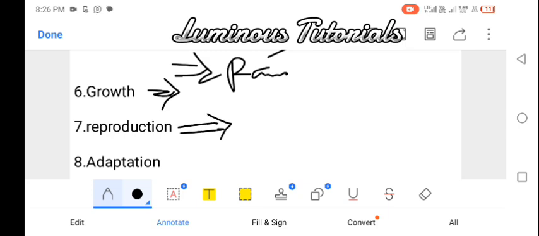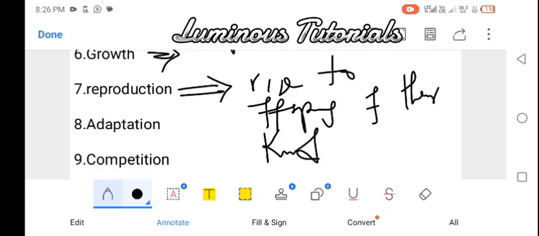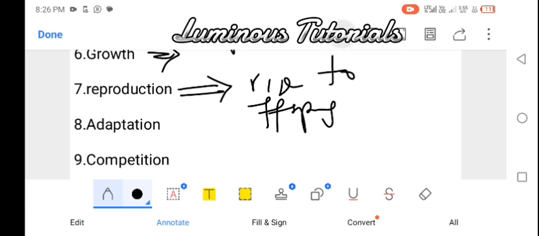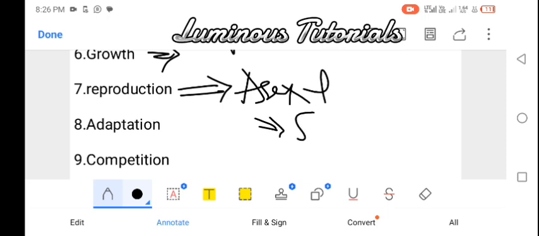The next we'll talk about is reproduction. Reproduction is the process whereby living organisms give rise to offspring of their kind, which means they bear resemblance to them. Basically, there are two types. I won't dwell so much on it. We have the asexual and then the sexual reproduction. We'll build on this later. We just have to understand this.